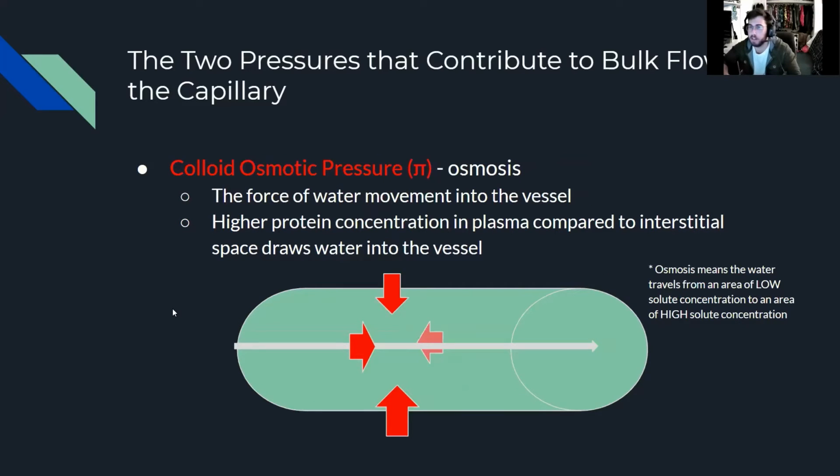And then the other force that's contributing, colloid osmotic pressure, is the force of water movement into the vessel. Because there is a higher protein concentration in plasma compared to the interstitial fluid around the vessel, water is going to be drawn from the area of low concentration to higher concentration. In this case, water from the outside is going to be absorbed into the vessel, from low to high.